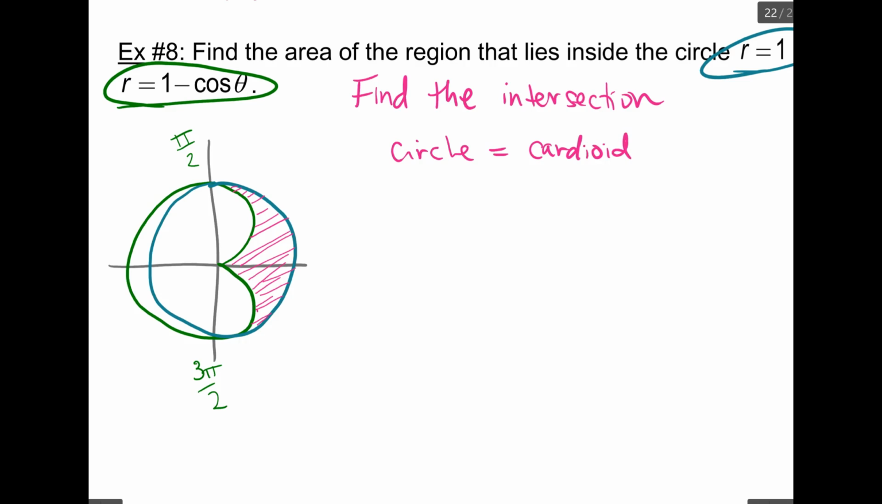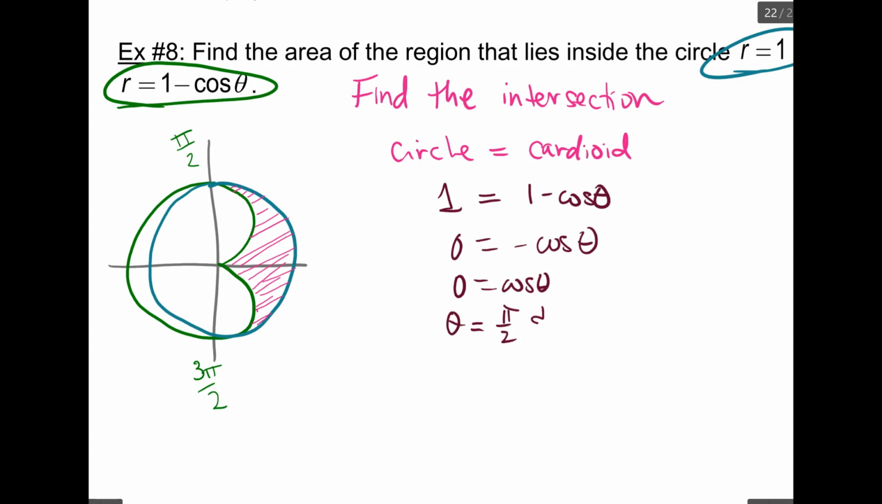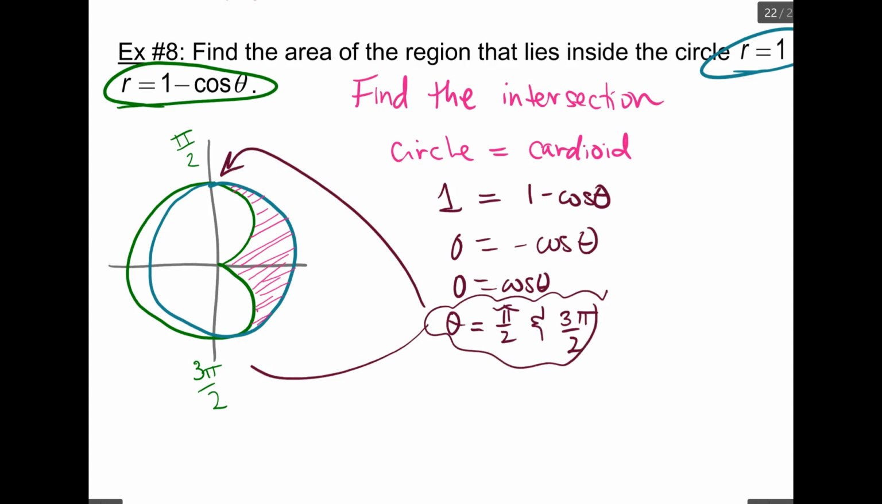Let's see, I know the circle's radius is always going to equal 1. The cardioid is 1 minus cosine theta. So we're going to set them equal to each other? Yep, because I want to find where they are the same. Negative cosine theta equals 0, so cosine theta is 0. Theta is equal to pi over 2 and 3 pi over 2. So, surprise, I drew it correctly. Right here and right here. Cool.